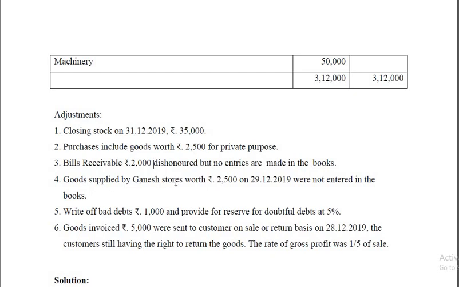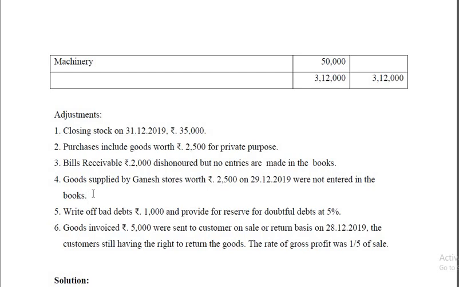Goods supplied by Ganesh Stores worth rupees 2,500 on 29/12/2019 were not recorded, not entered in the books. Goods supplied by Ganesh Stores. That means there are suppliers, and this is credit purchases. So it should be added to purchase account and added to sundry creditors on the liability side of the balance sheet. So entry will be purchase account debit to Ganesh Stores. Ganesh Stores are taken under sundry creditors in the balance sheet.